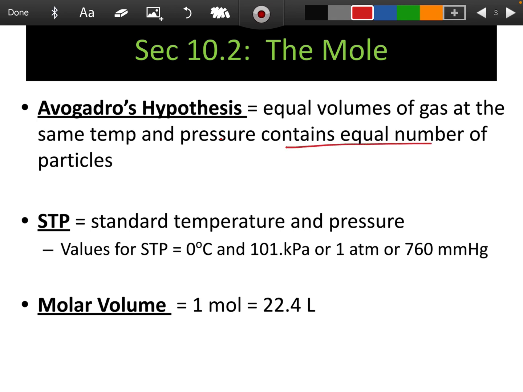Because we have an equal number of particles, we know that 1 mole is equal to 6.02 times 10 to the 23rd particles. So if we have that number of particles, we know that the gases are also going to occupy equal volumes, which is where this molar volume number comes from.